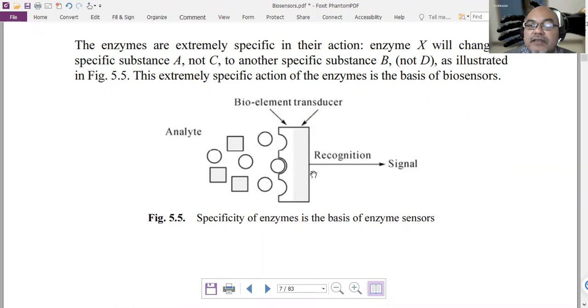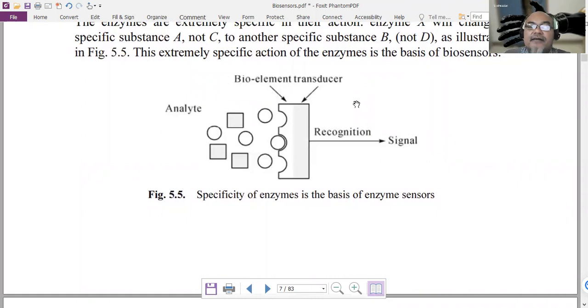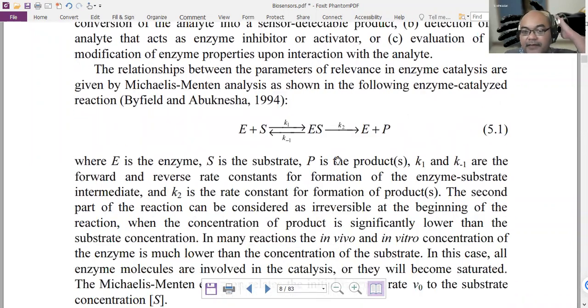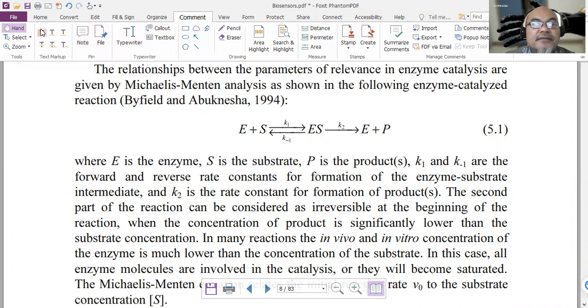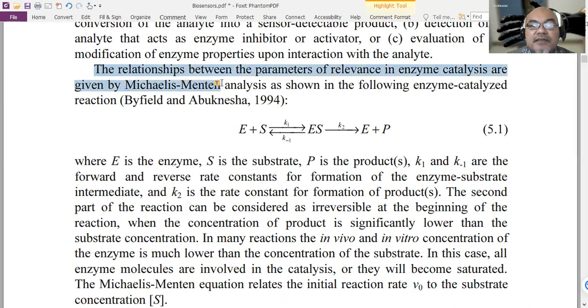This recognition will then produce a signal. In the case of an enzyme, it could be in the form of electron exchange. When a substrate or analyte is being oxidized or reduced, electrons are exchanged there, and this can be captured or detected using electrodes. That's why the enzyme is very specific towards only a specific analyte. As we see here from this reaction, it is governed by the Michaelis-Menten relationship, as I mentioned earlier. The relationship between parameters of the relevant enzyme is given by Michaelis-Menten analysis.